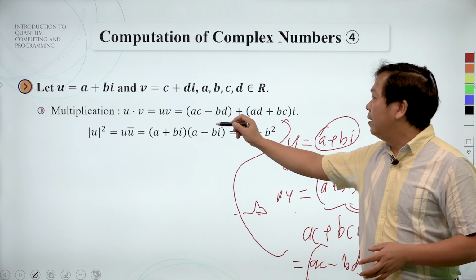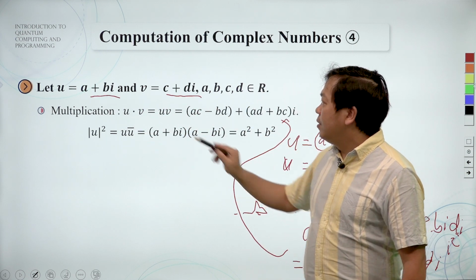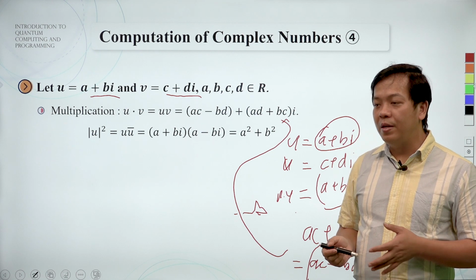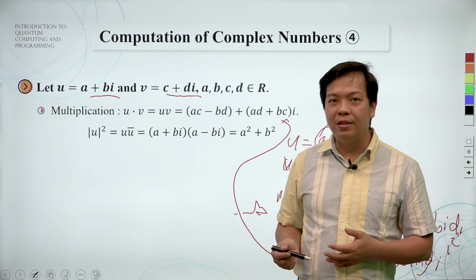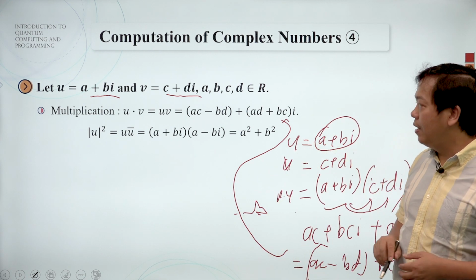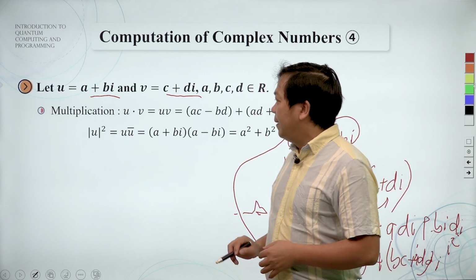You only need to multiply the two values. When you were in high school or secondary school, you already learned about this part. It's so easy. About the U square.